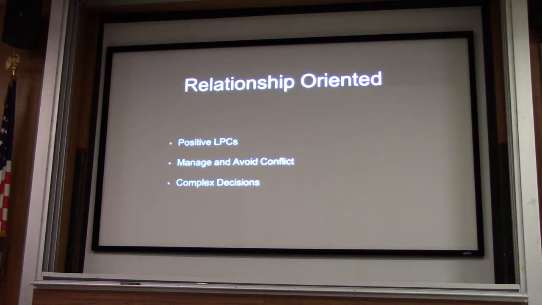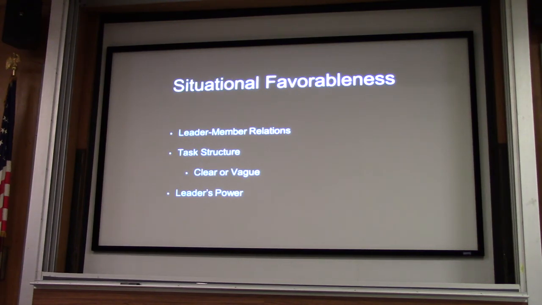So what does this mean? If you're task-oriented, you're negatively viewing your least preferred coworker, obviously. You're quick to organize, and you want to complete tasks. I was guessing this is probably most of us as ED docs. Relationship-oriented, you have a more positive view of least preferred coworker. You're more ideal for managing and avoiding conflict and working within complex decisions.